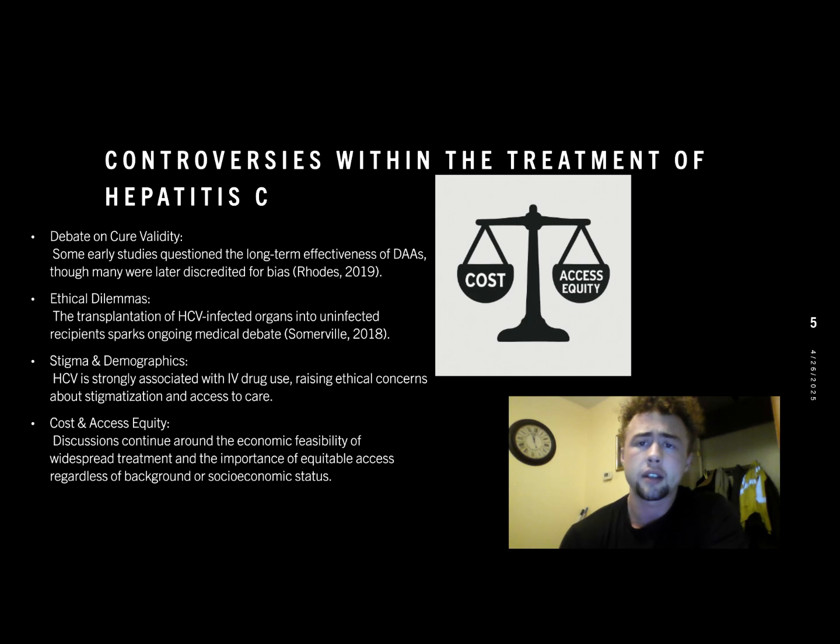The cost and access equity is always an issue in regards to the medical field. The economic feasibility of these HCV vaccines and treatments being produced also raises financial concerns for the companies that are producing them. And then the importance of equitable access cannot be understated. These sorts of treatments are life-changing and prolong the lifespan of these patients as well as their quality of life.